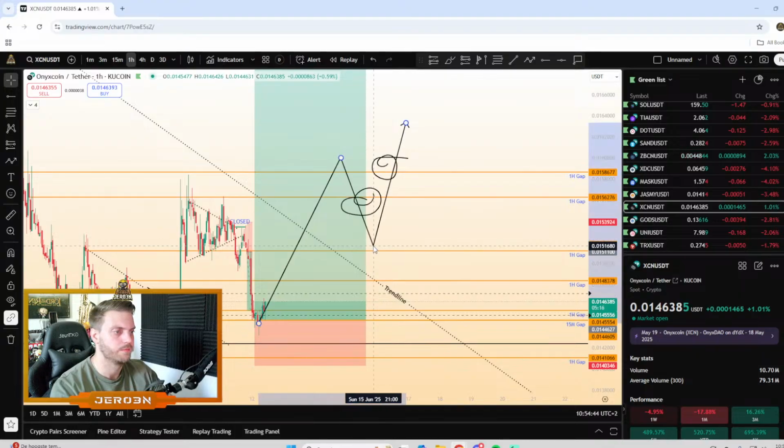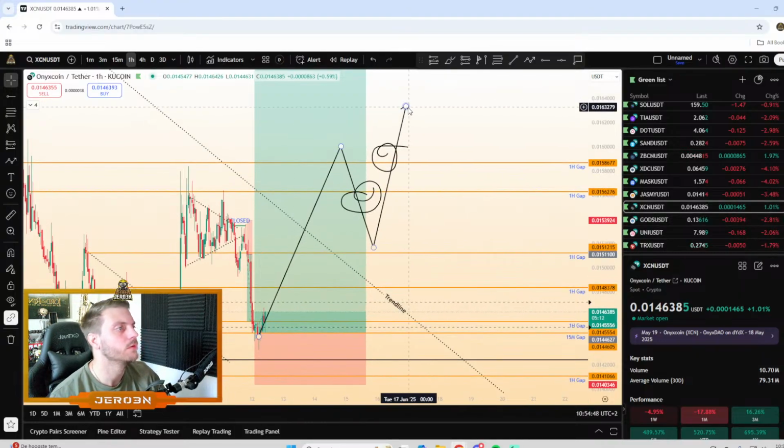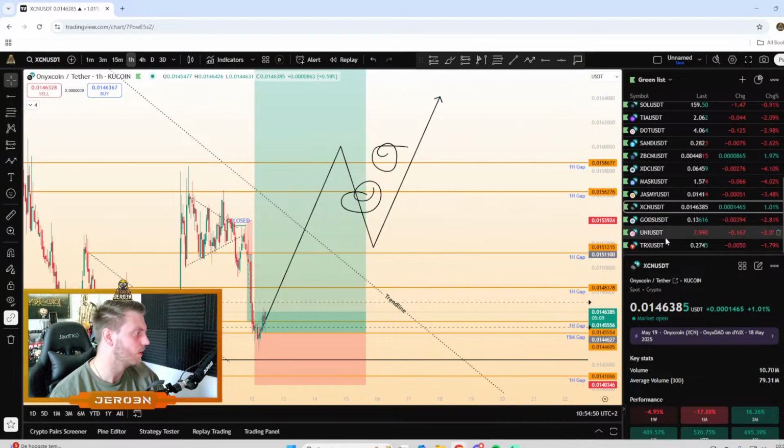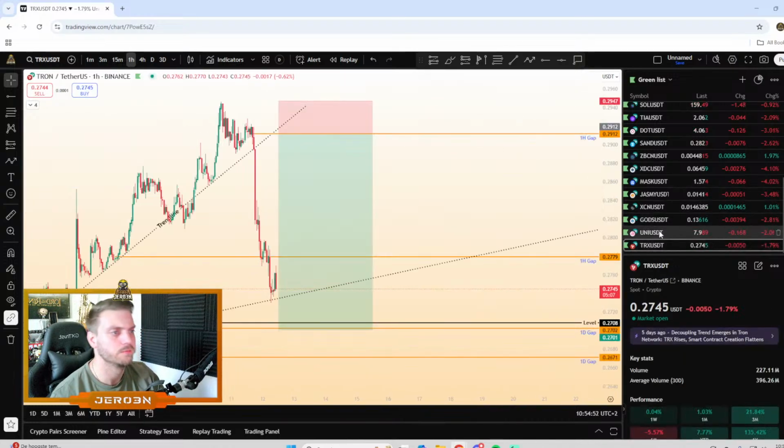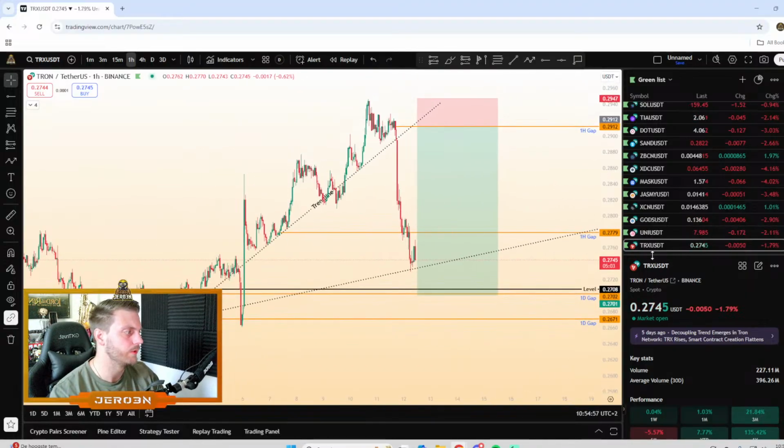Something like that. I have to go and close off here. Are there still coins? Yeah, so we missed this one. TRX.